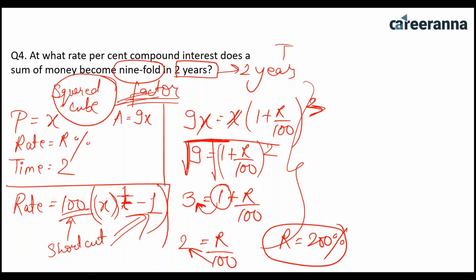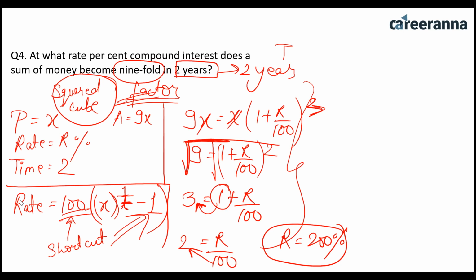This is the shortcut now. Here, rate is equal to 100 into x, where x is the factor, and upon 1 upon t. 1 upon t means whatever the years is given to us, that is 2 years, 3 years, 4 years. Okay. This is what the shortcut is. Rate is equal to 100 times (x power 1 upon t minus 1).